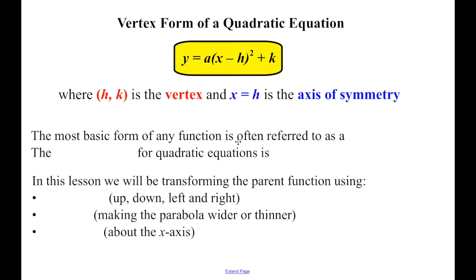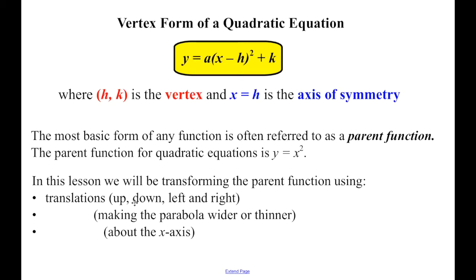So a little bit of terminology that you're going to see that I want you to be familiar with. The very most basic form of any function is referred to as the parent function. And in quadratic equations, the parent function is y equals x squared. It's the most basic quadratic equation there is. And so then we do different transformations or different things to this equation to get other equations.